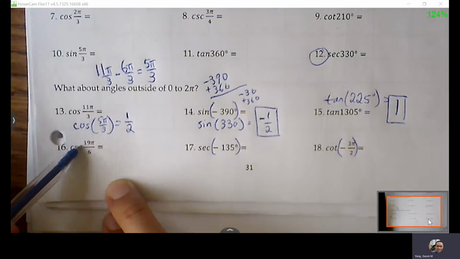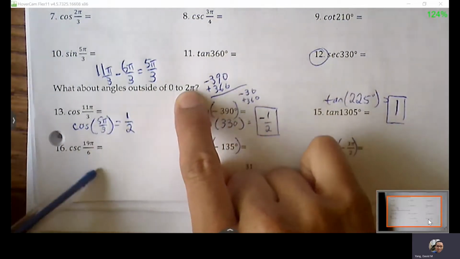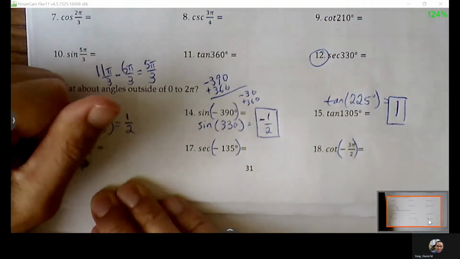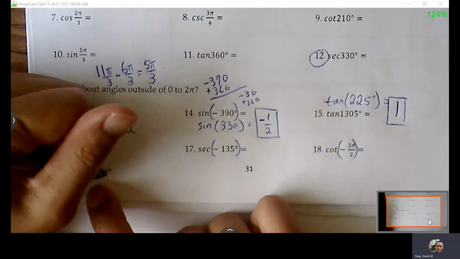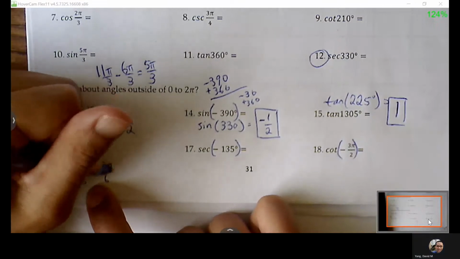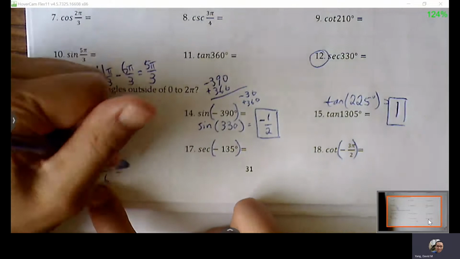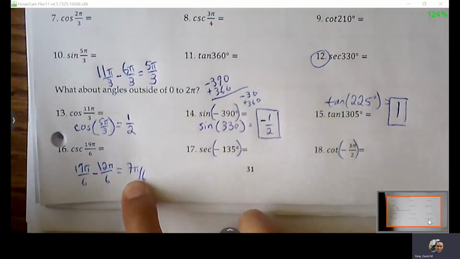Okay. 19 pi over 6, not inside my interval, so I'll go ahead and subtract 2 pi until I can locate it. Match my denominator of 6. So 7 pi over 6. That's in the third quadrant.